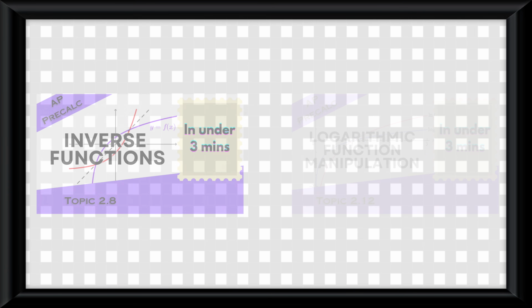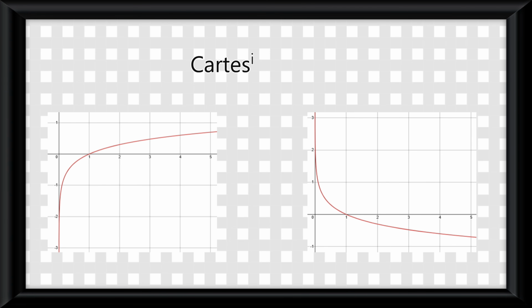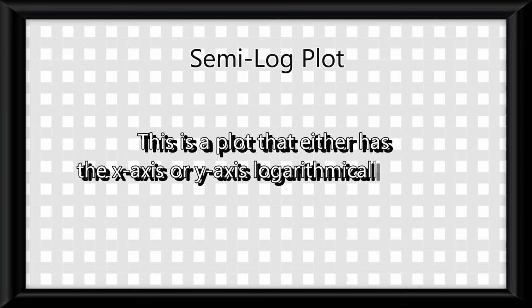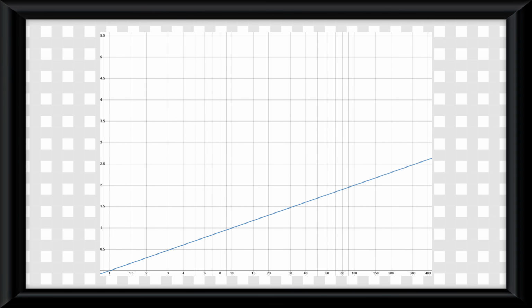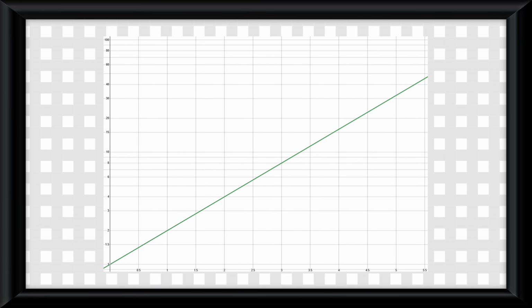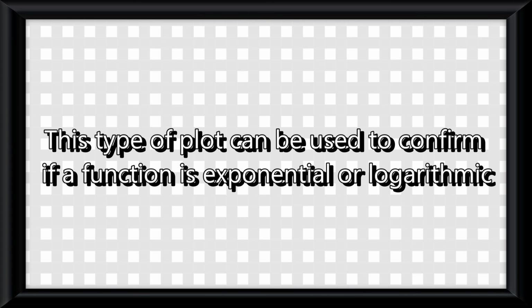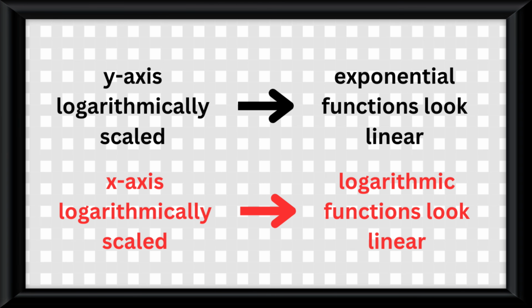Of course, throughout all of these videos, we've examined the log graphs on a Cartesian plane, but there is another plane that is used called the semi-log plot. This is a plot that either has the x or y axis logarithmically scaled, while the other axis remains linearly scaled. If the x-axis is logarithmically scaled, you'll notice if you graph a log function, it will look linear. If the y-axis is logarithmically scaled, you'll notice if we graph an exponential function, it will suddenly look linear. This type of plot can be used to confirm if a function is exponential or logarithmic, so definitely remember which axes correspond to each function.